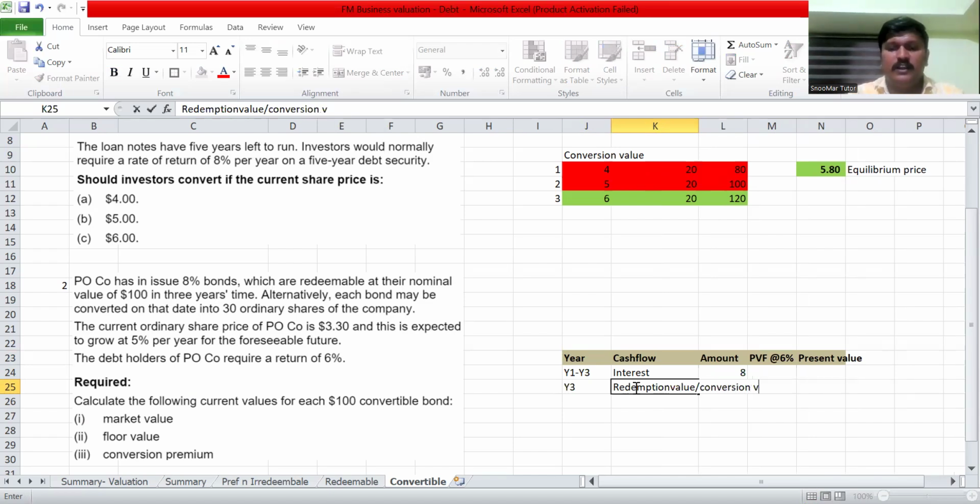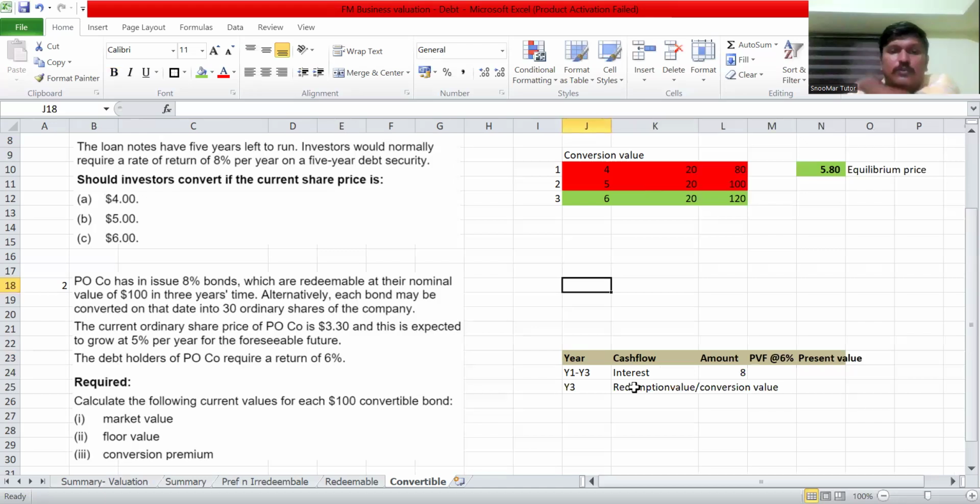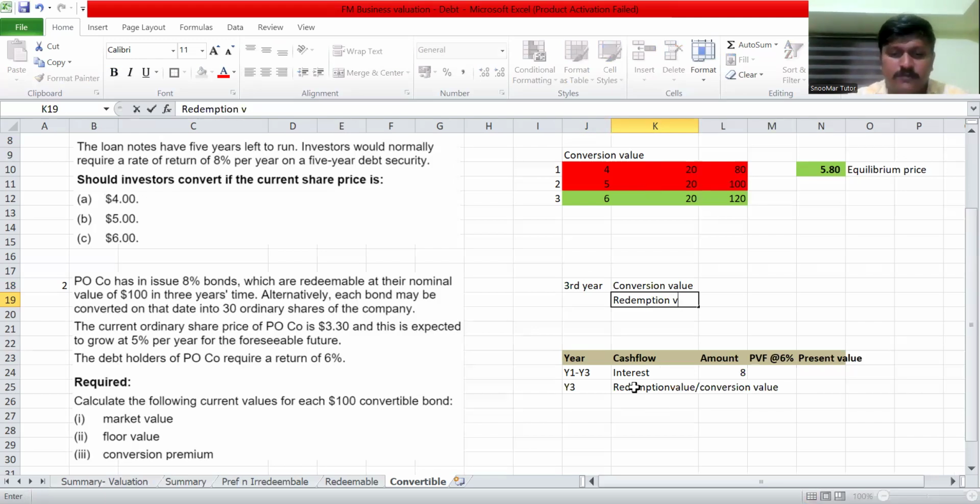Whether we are calculating a redemption value or conversion value, to decide on that you need to see what would be the conversion on that particular date. So at the end of the 3rd year, what is your conversion value and what is your redemption value? Redemption value is given in the question. It is being redeemed at the nominal value of 100. So redemption value is 100. No calculation needed, straightforward from the question.